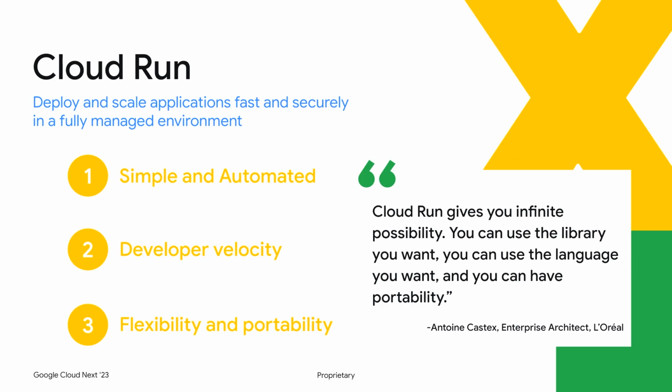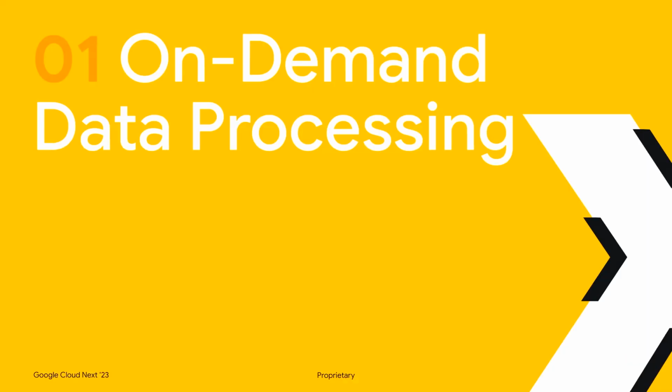So for container platforms, that highest level of abstraction product is Cloud Run. And I'm going to talk about Cloud Run quite a bit in this talk, so I'm going to give a really brief overview. Cloud Run is our fully managed container platform. It's a great fit for a variety of serving and data processing workloads. And we designed Cloud Run with simplicity and automation in mind to get you as fast as possible from prototype to production application. And because Cloud Run runs containers, you get that flexibility and portability that we talked about. So without further ado, let's talk about on-demand data processing.